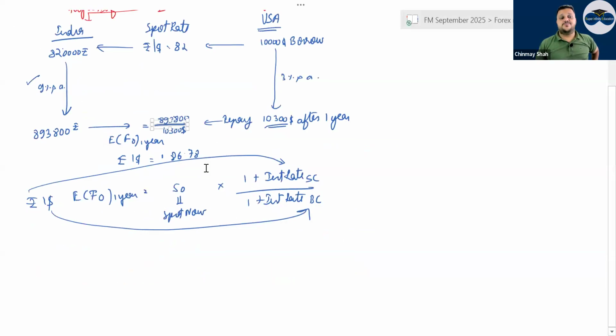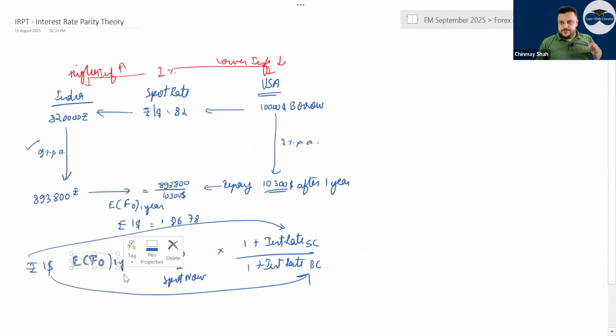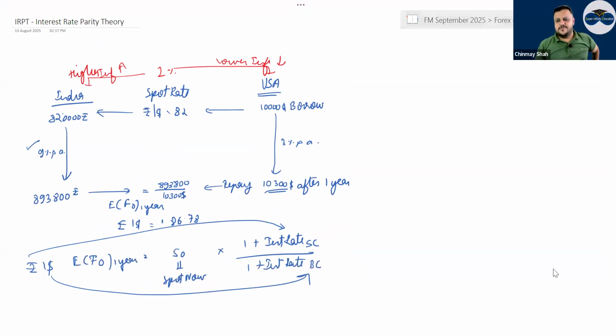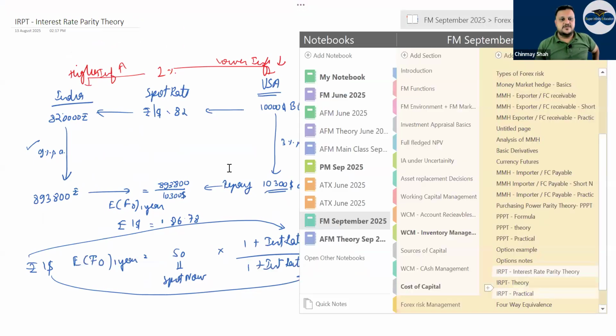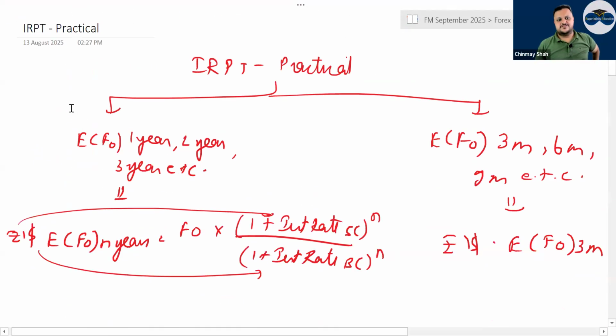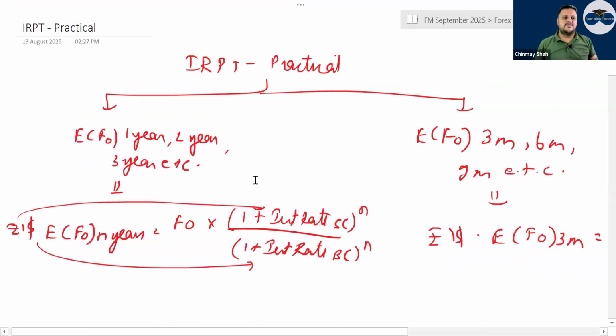IRPT helps you find the expected forward rate, EF0, today's forward rate for a transaction after 1 year. So it will be S0 into (1 plus the interest rate of the secondary currency) divided by (1 plus the interest rate of the base currency). If anyone tells you the same thing for 1 or 2 years, you have to raise it to the power n.